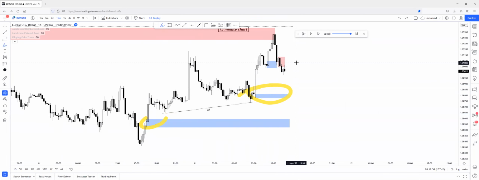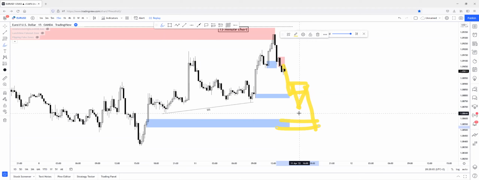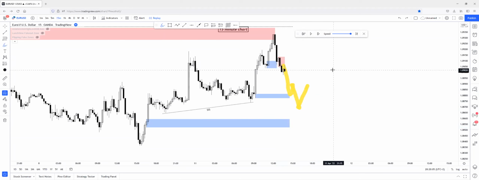But I believe in this session, this demand will be tapped, and after this the session will be over, because this is too far away. If price taps this zone, there won't be enough time, I believe, to create any movement and aim for another short opportunity. But we'll see. So this is the first scenario.